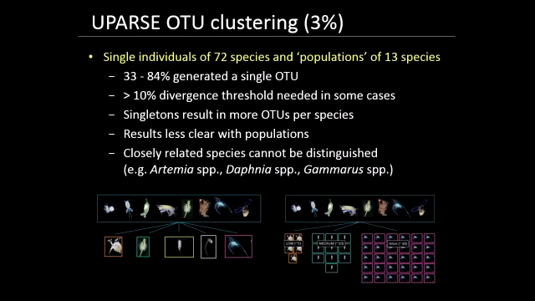We also found that, in general, including singletons in the analysis, so those sequences that occur once, resulted in more OTUs per species, so it generally complicated the correlation. And then when we had those multiple individuals per species, the results were less clear. We would have cases where multiple OTUs were generated for populations, but there wasn't a clear pattern that when you had more individuals, you got more OTUs. It seemed more sporadic. And we also found that we couldn't distinguish closely related species. For example, for the genera Artemia, Daphnia, and Gammarus, we had closely related species and we weren't able to distinguish those in the data.